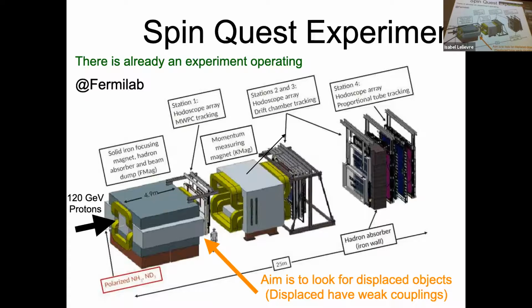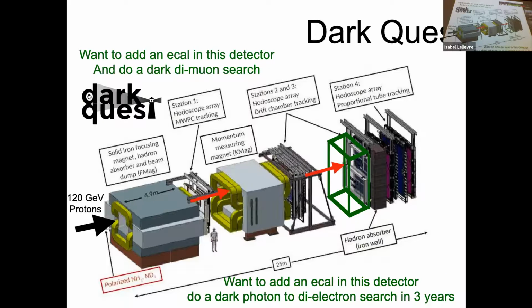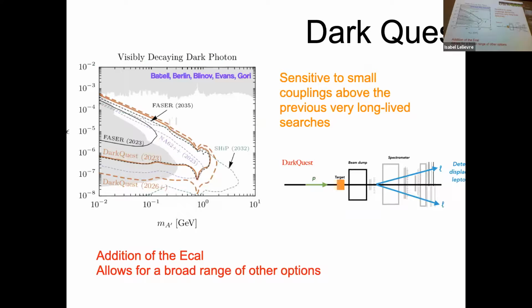And then on the other end, you have a bunch of muon chambers. And so in this case, you look for a dark photon to muons. But we're looking to instrument this with an electromagnetic calorimeter. And then you can look for a dark photon that goes to electrons. And we call this experiment DarkQuest. So, if you're interested in joining this experiment, please send me an email.